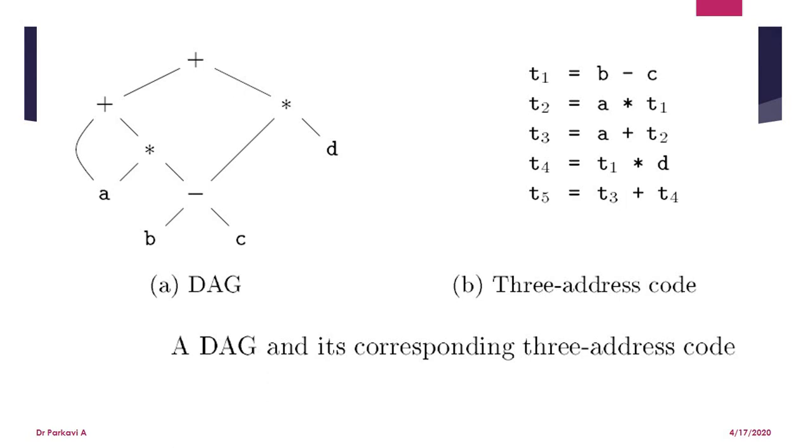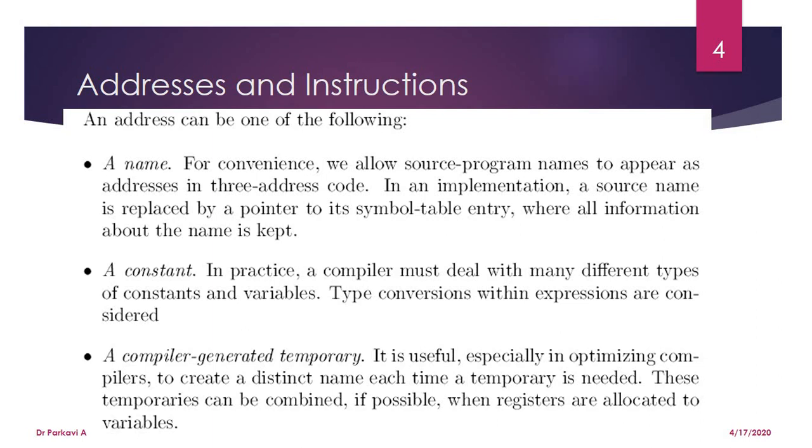So whatever temporary variables are needed, they are introduced by the compiler automatically. So temporary variables are generated. Here in this example, if you see t1, t2, t3, t4, t5, these are the temporary variables that got generated. So addresses and instructions, this is what we are going to discuss next.